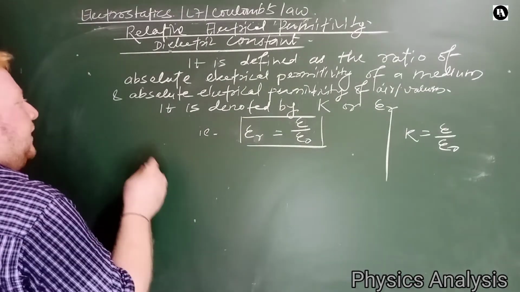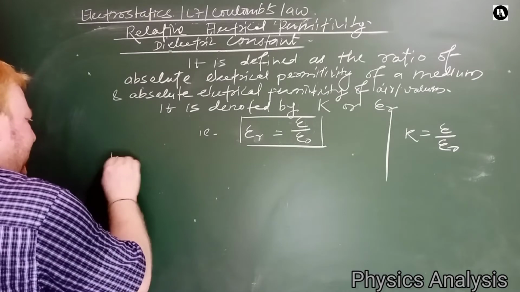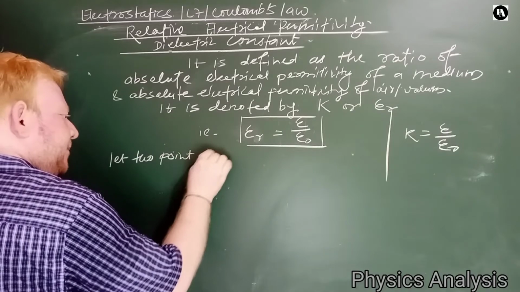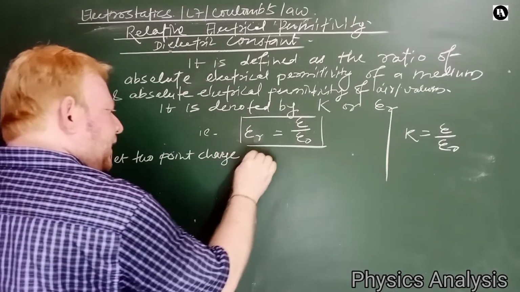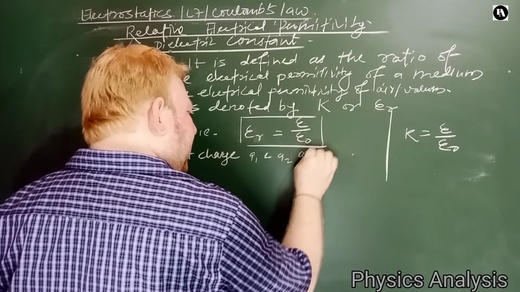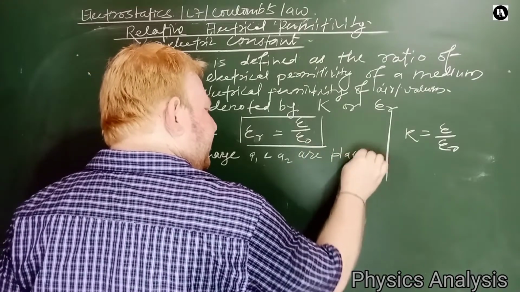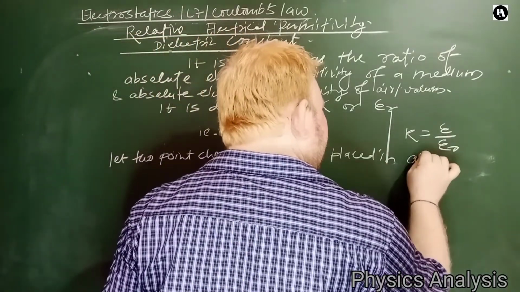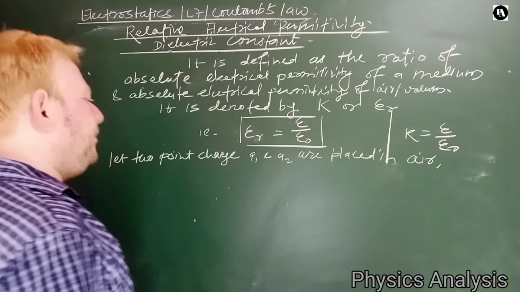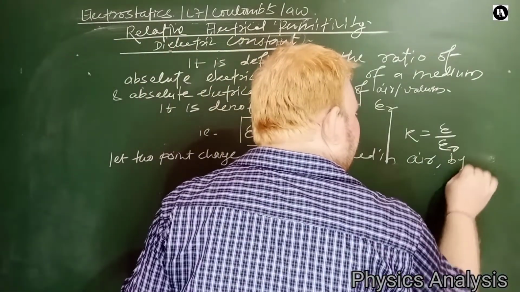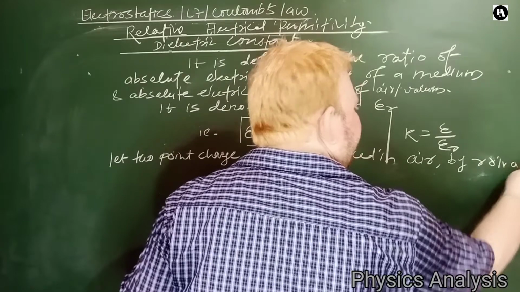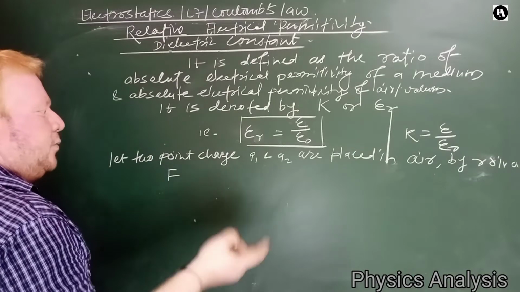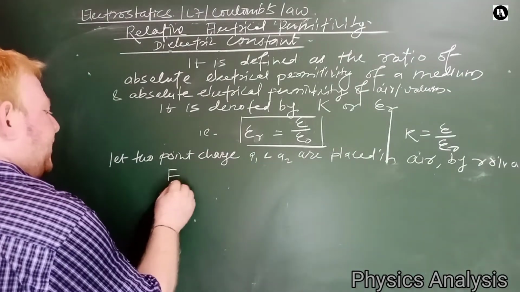So for that, let me consider two point charges, Q1 and Q2, placed in air, separated by distance r. What is the force of interaction, I mean the Coulomb force, acting between these two point charges when placed in air? That will be F naught.